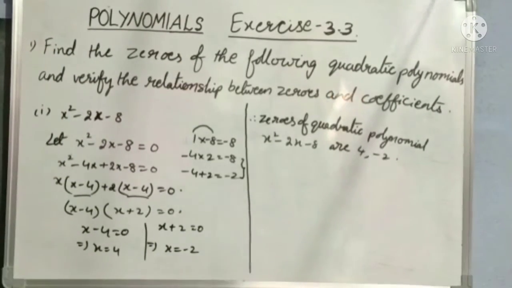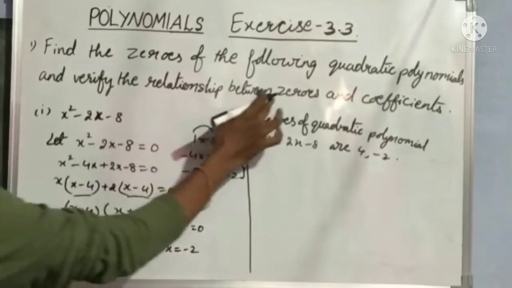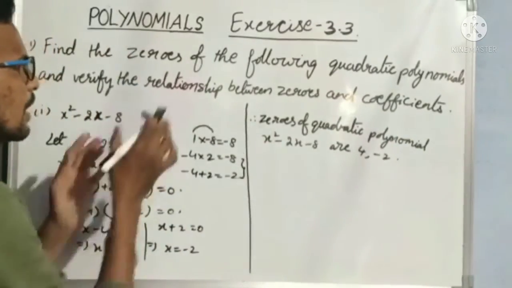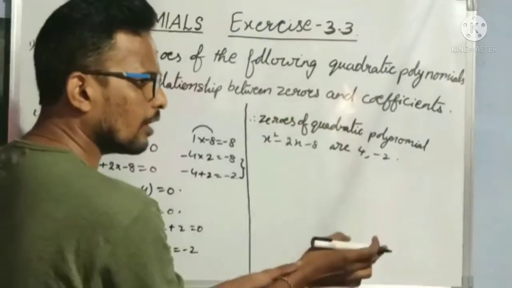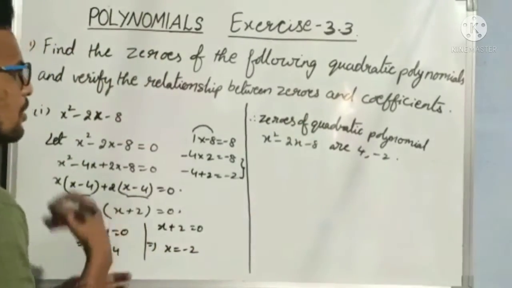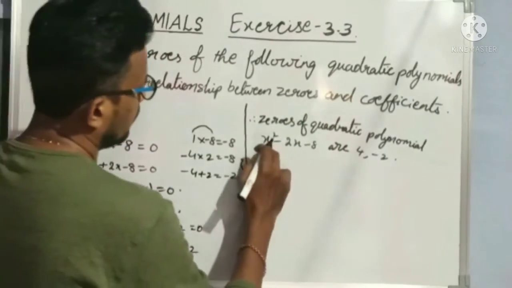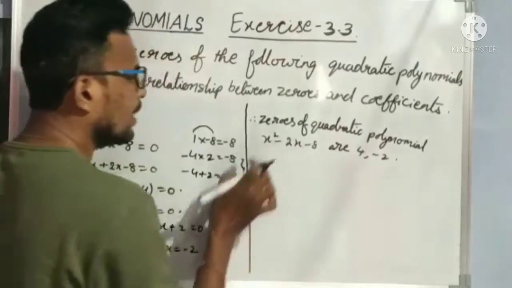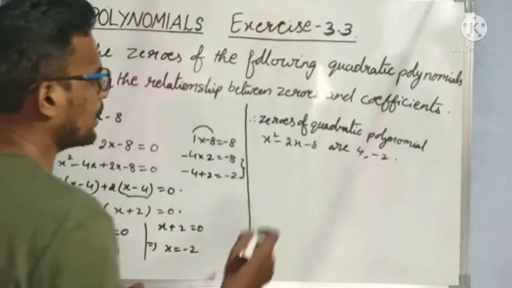Okay. Now we want the relationship between zeros and coefficients, meaning the sum of the zeros and the product of the zeros. For finding the sum and product of the zeros when a quadratic polynomial is given, we have a formula. So let us apply that formula.